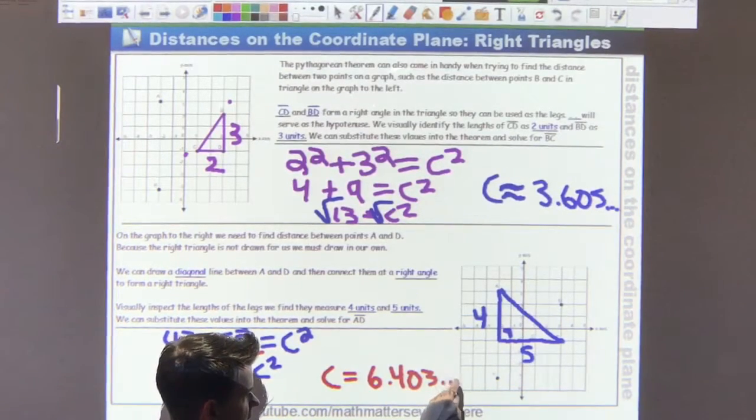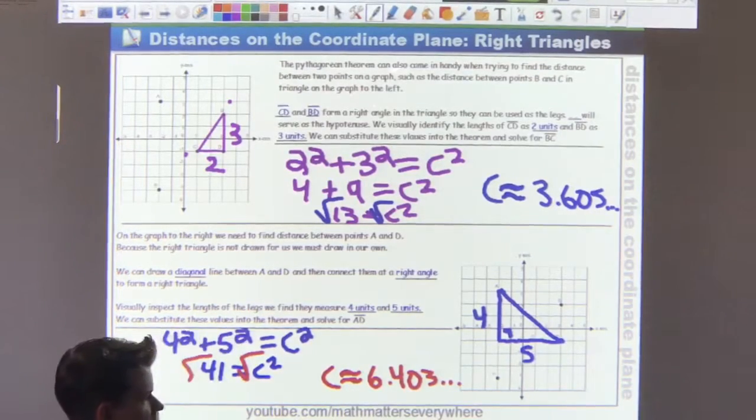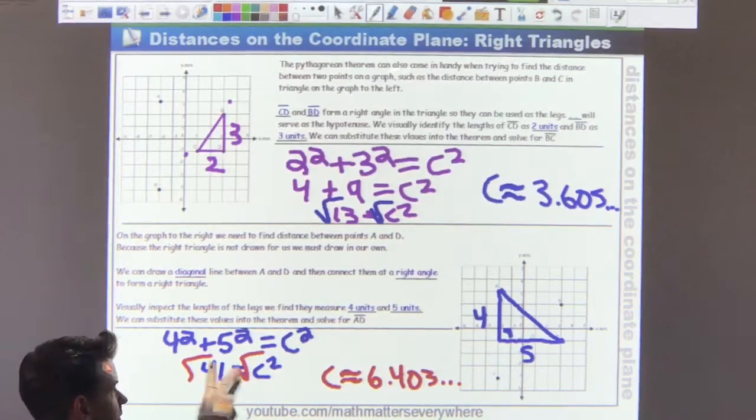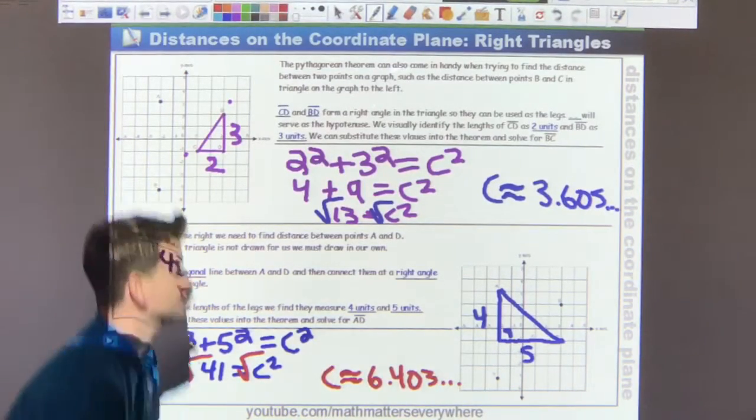6.403 dot dot dot. It's approximately 6.403, a non-terminating, non-repeating decimal. If you're wondering where I got the 41 from, I squared them and added them together, which gave me 41. At this point, we should know we have to square these and add them together, so I'm speeding up the process for you. Any questions on this one? Okay.